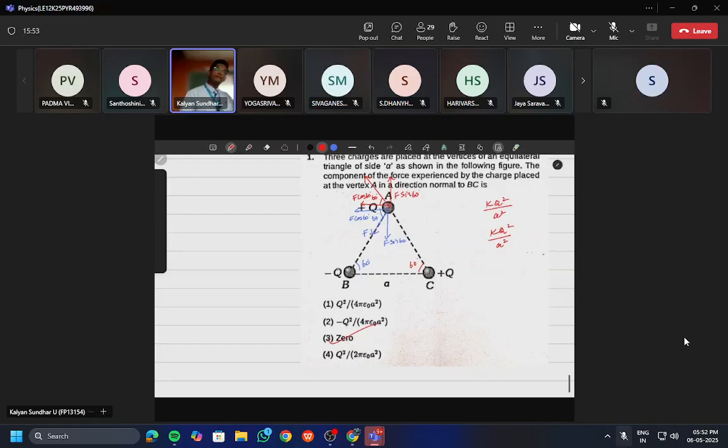That's all. Now if they had asked what is the force experienced by this charge, without giving normal, what will be your answer? It will be F. How does it come? F cos 60, this has become 0. Okay, what about this component? This is there, right? So this will be F cos 60 plus F cos 60, so it will give you option 1. If you calculate, 2 times, the 2 cancels, and it will be just k q square by a square, with 1 by 4 pi epsilon in place of k. Done.